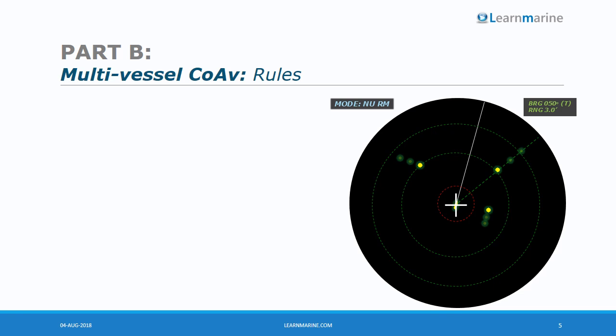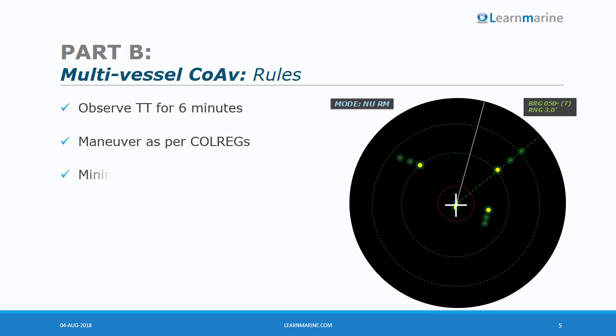There are some rules which we apply to our calculations in order to provide systematic solutions. You don't have to follow these rules in real life, but they may serve as a generalized industry recommendation. Observe tracked target for 6 minutes. Maneuver as per COLREGs. Minimum CPA 1 nautical mile. Maneuver complete by minute 12.